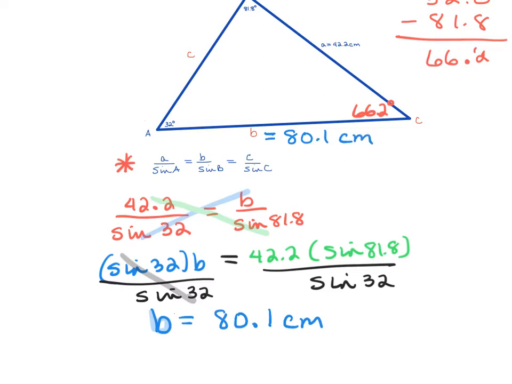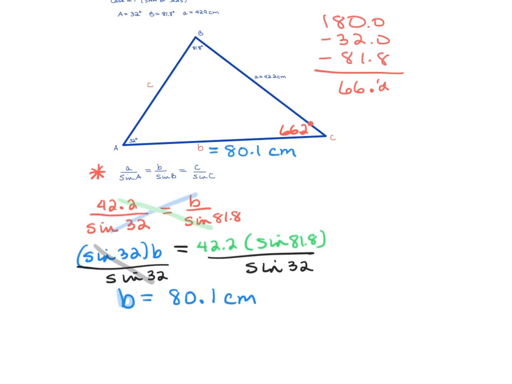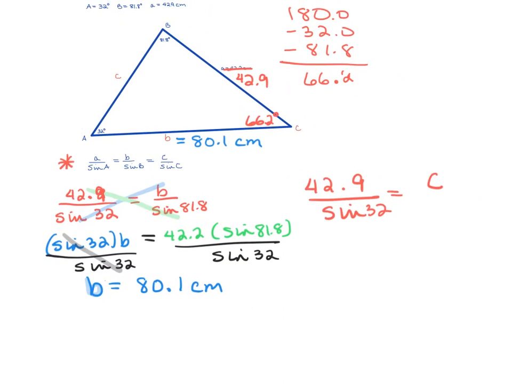Next, I need to find little c. I'm going to use my same given information. So I'm going to also use 42.2. I'm sorry, this should be a 42.9. So 42.9 over the sine of 32. I'm looking for little c, and the angle that it's across from is the 66.2.